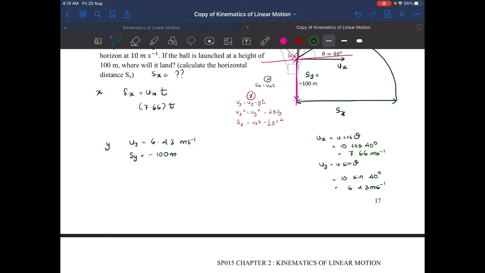Okay, and then I think kita ada V. Selalu memang dia tak tahulah V apa, selalu dia suruh cari. Tapi dia tak nak V sekarang, dia nak SX. So kita ada UY dengan SY. So tak ada V kan. So kita guna this one lah. So SY is equals to UYT minus 1 per 2 GT square.